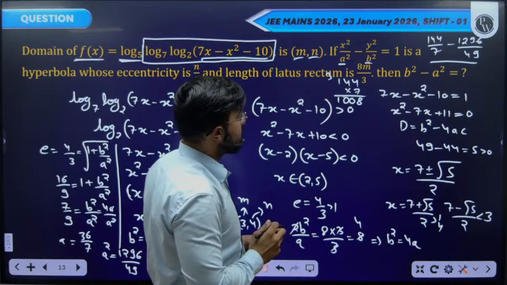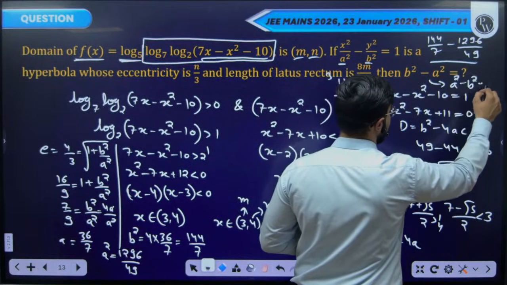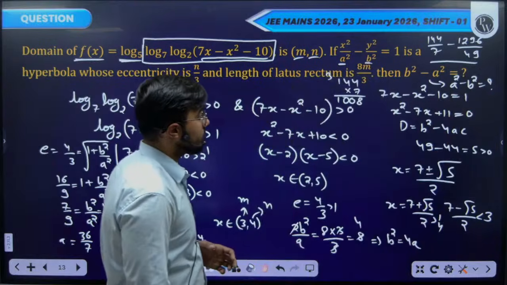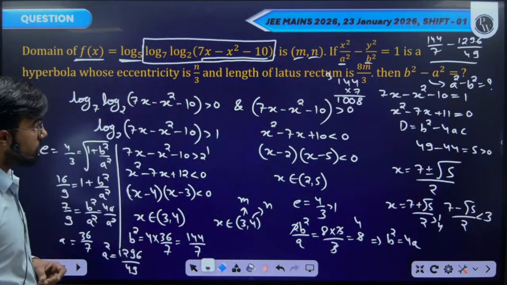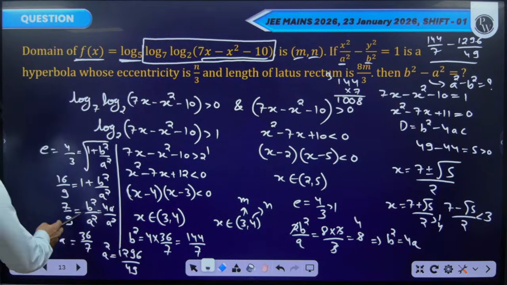I think there must be a value of a square minus b square. We have to find a square minus b square instead of b square minus a square. Calculation was correct. So b square is 4a. That's it. So put b square is 4a, then you will get the value of a.